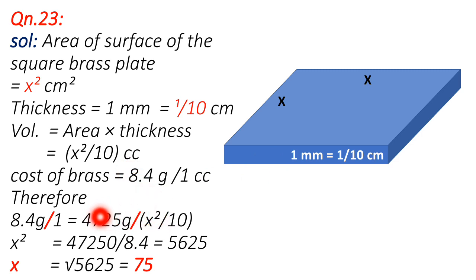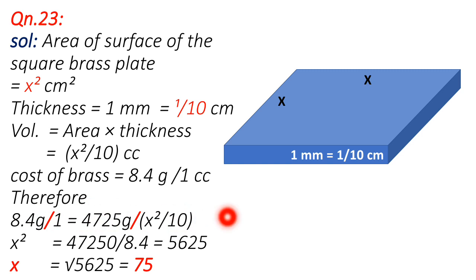So as we also have the mass, this one is given as the weight, correct. So we have the weight for that much of volume. So see here, 8.4 divided by 1 is equal to 4725 divided by whatever the volume, that is x square by 10. If we continue with this solution, we have x square is equal to, see the second last line, 4725, that means 47,250 divided by 8.4, and it is calculated as 5625.